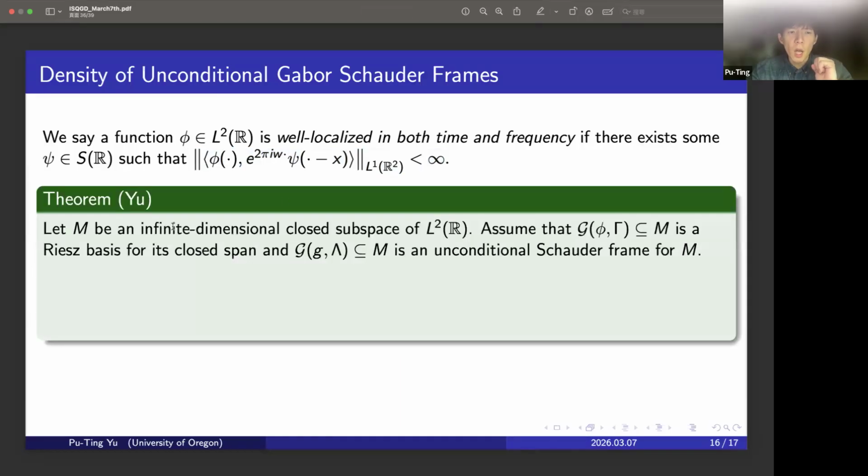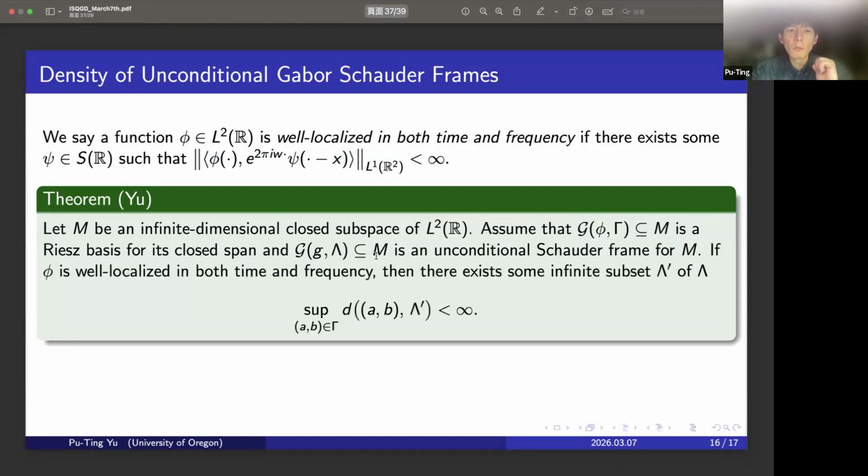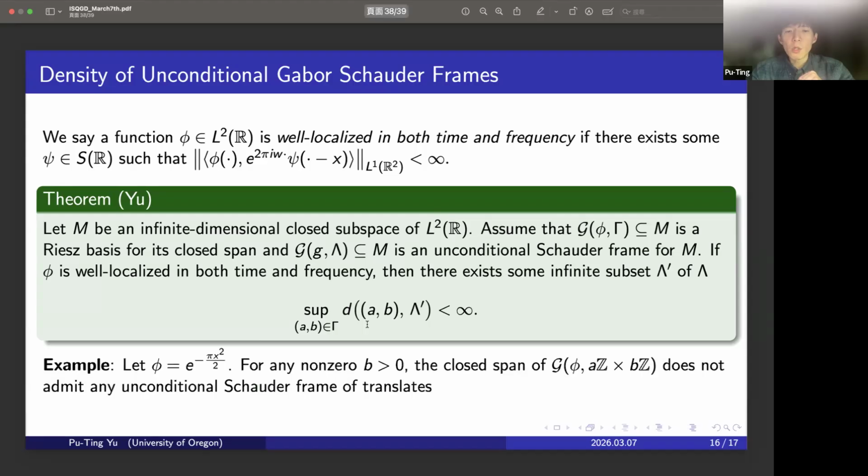Assume that N is an infinite-dimensional closed subspace of L2(R), and assume that we have a Gabor system contained in N that is a Riesz basis for its closed span, and we also have an unconditional Schauder frame of translates for this closed subspace. Then if the generator phi for this Riesz basis is well localized in both time and frequency, there must exist some infinite subset lambda prime of lambda such that the distance here is finite. And this shows us, for example, that if you have a Gabor system generated by the Gaussian function, then it does not admit any unconditional Schauder frame of translates.